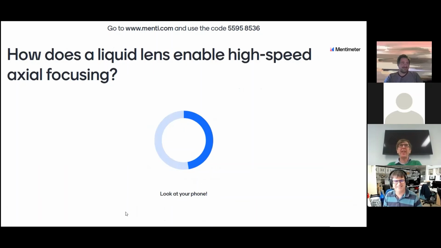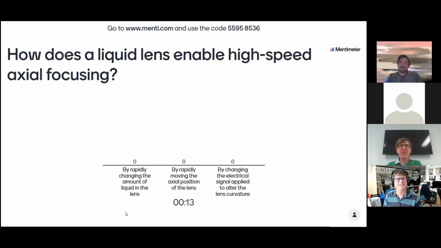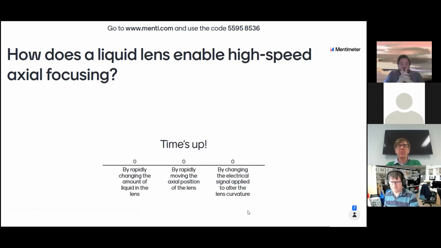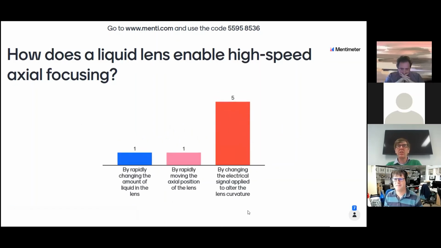How does a liquid lens enable high-speed axial focusing? By rapidly changing the amount of liquid in the lens, by rapidly moving the axial position of the lens, or by changing the electrical signal applied to alter the focal length, curvature. Everyone, 5 answers there.